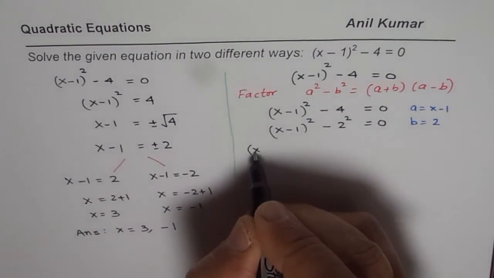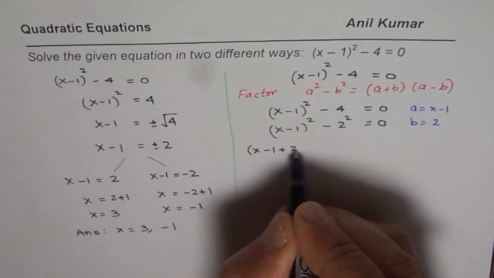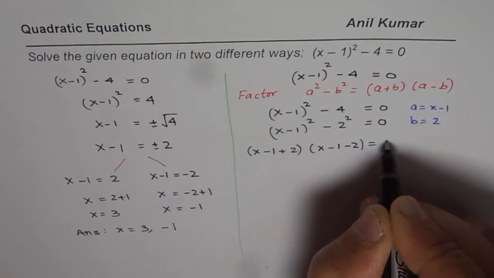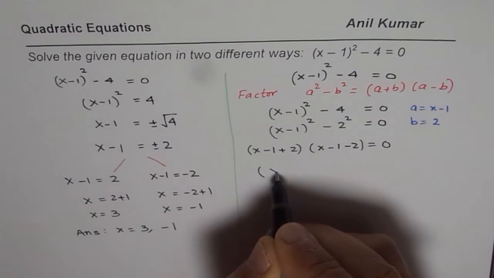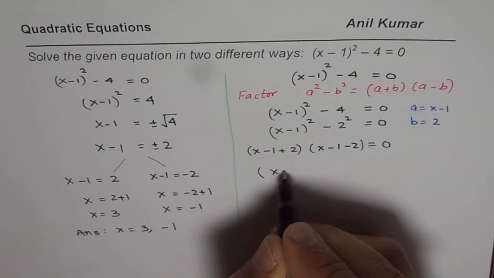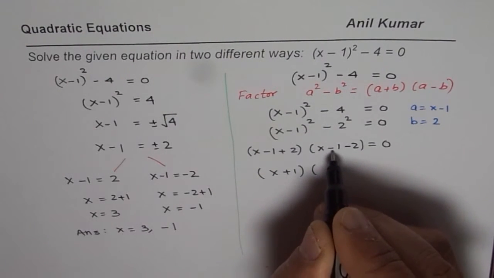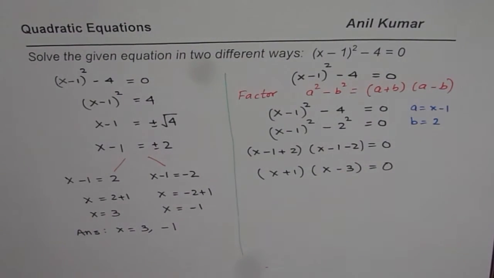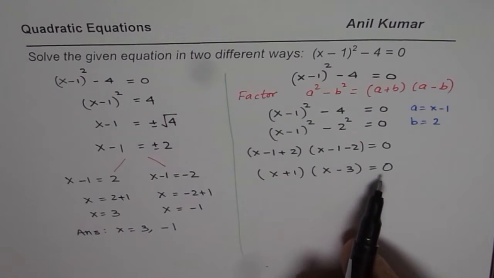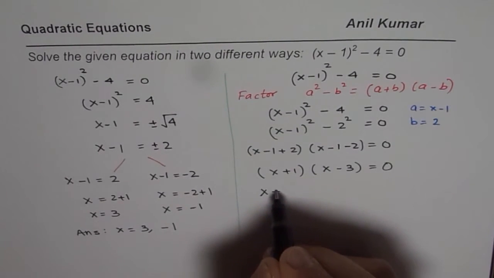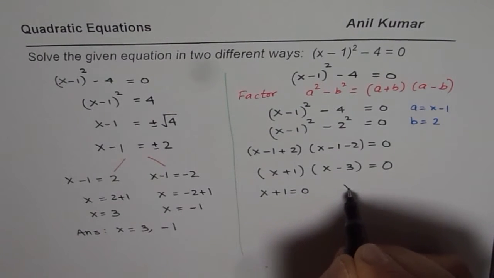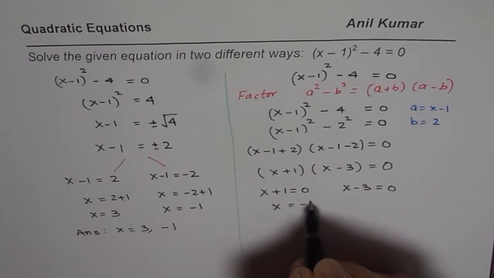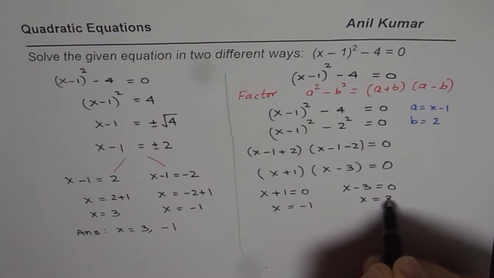So we could factor it as (x − 1 + 2) times (x − 1 − 2). You get it, right? Now simplify this. We get x − 1 + 2 is x + 1 and x − 1 − 2 is x − 3. Both when multiplied give you 0. Now these two factors resulting in 0 means that you could solve for x + 1 = 0 and for x − 3 = 0, right? This gives you x = −1 and that gives you x = 3, correct?